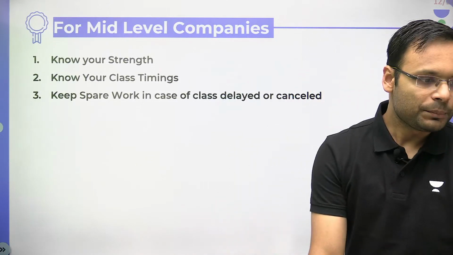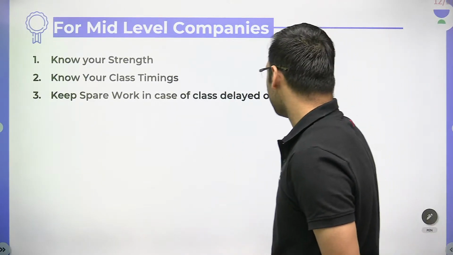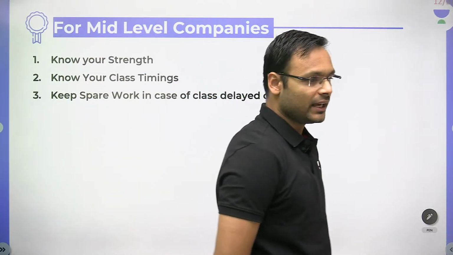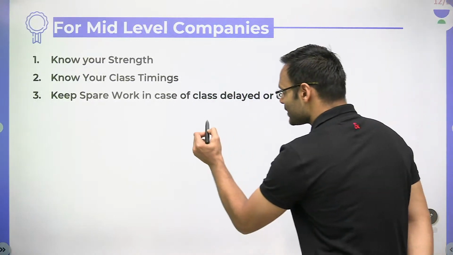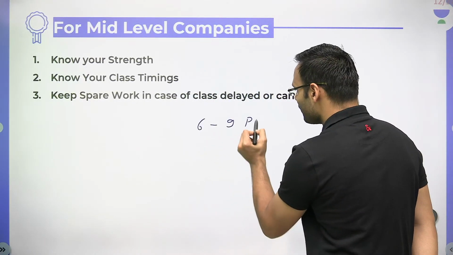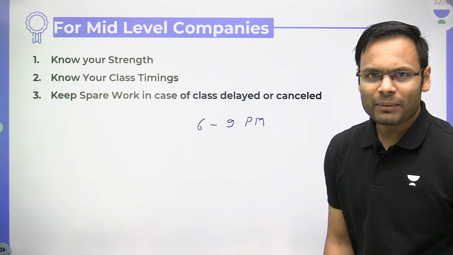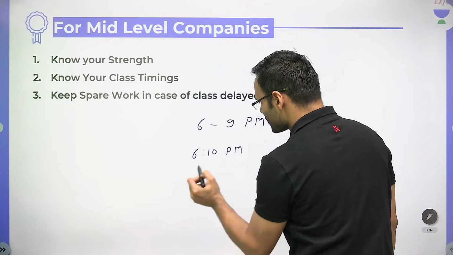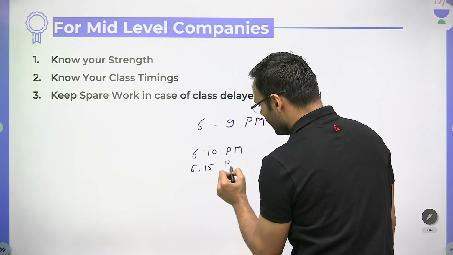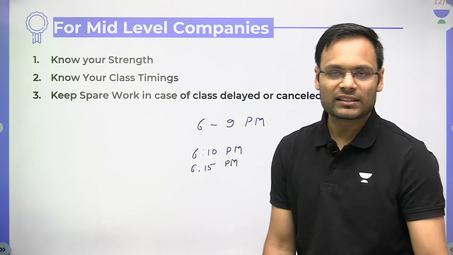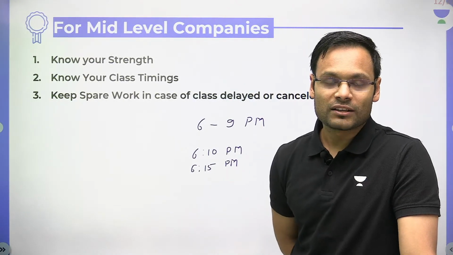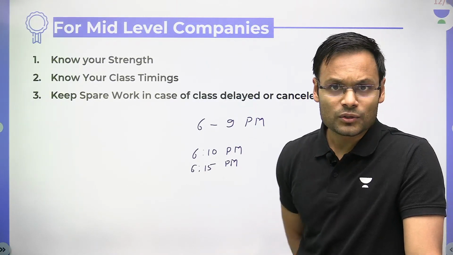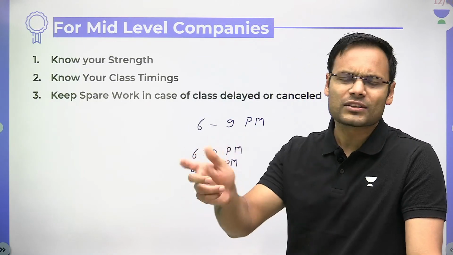Third point, keep spare work in case of delayed or cancelled classes. See, I used to do the same thing always. Let's say I had my gate classes starting at 6 to 9 p.m. daily. I had my classes 6 to 9 p.m. Usually my classes used to start at 6:10 or 6:15. Okay, in initial few minutes, maybe teacher was coming sometimes late, maybe teacher was stuck somewhere in between, or maybe teacher was talking to the students regarding their doubts, etc. So he used to start the classes at 6:10 or 6:15.